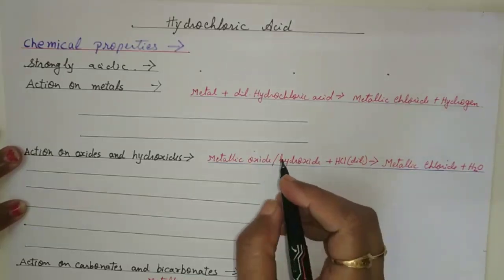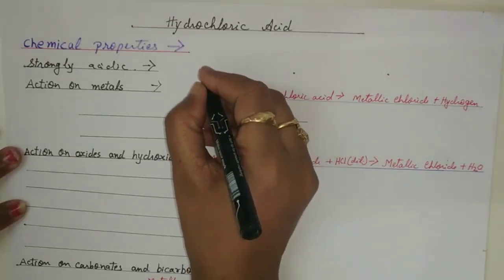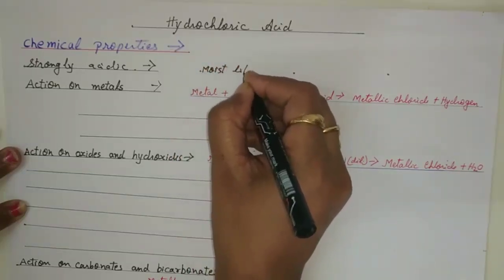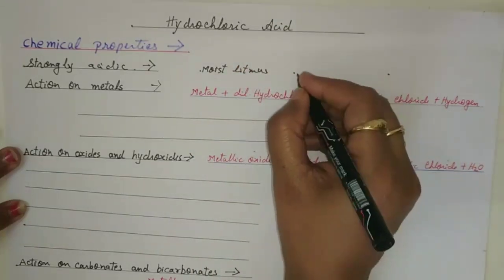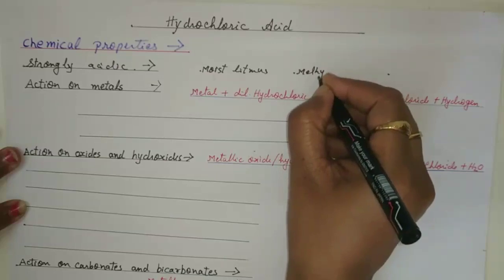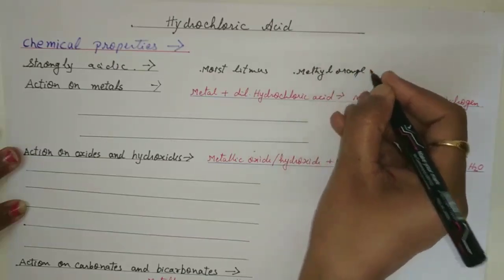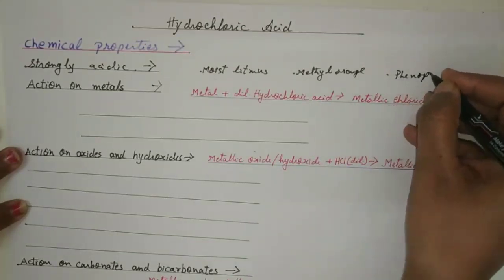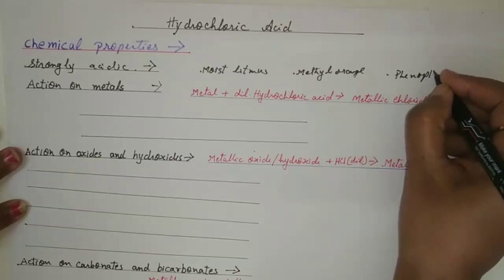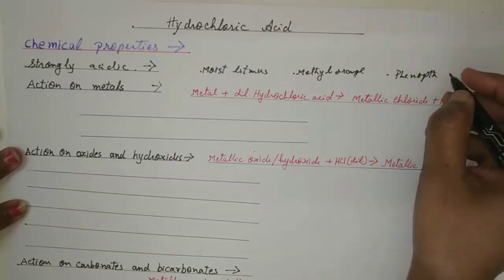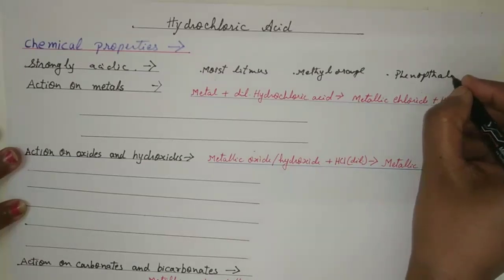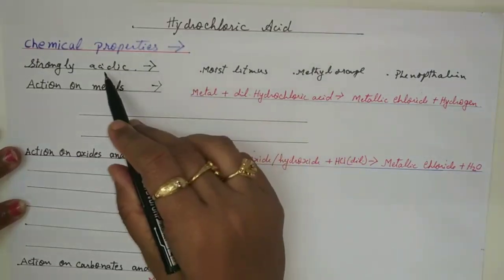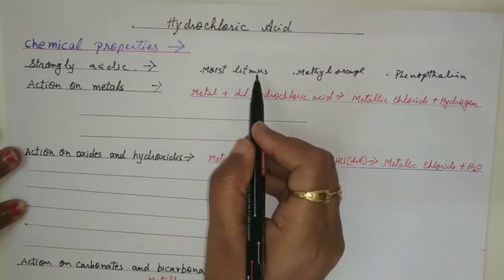and the three indicators that we always used are, first one is say moist litmus. We use methyl orange. We use phenolphthalein. The color changes. Strongly acidic, moist blue litmus will turn red.